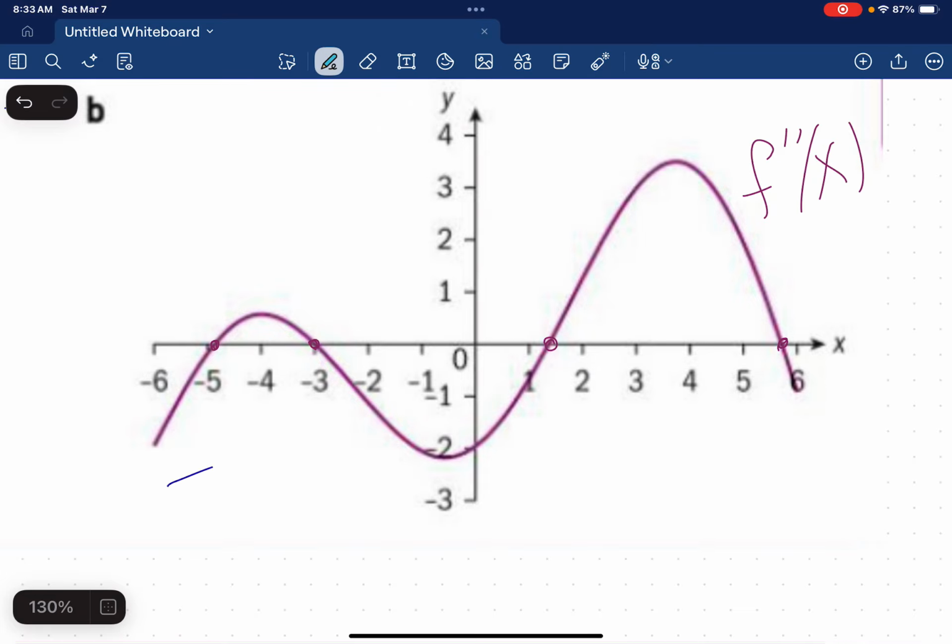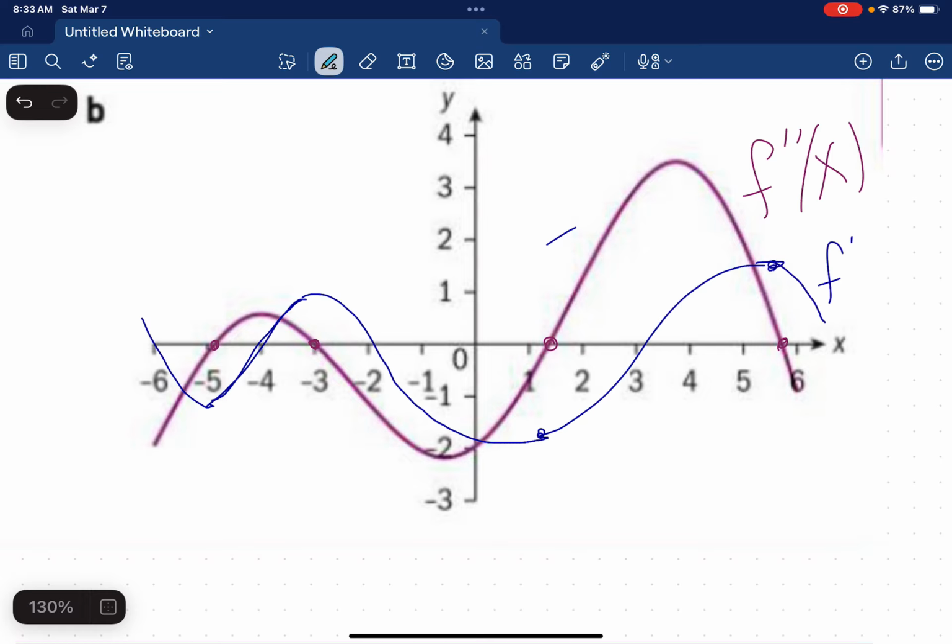This area down here is negative, so f prime of x is going to be a decreasing function until we get to here, and then it's going to start increasing again, and then decreasing again. Now we're positive on f prime, so now we're going to start increasing again. And once we hit this point, the inflection point, we start decreasing. And that's f prime of x.